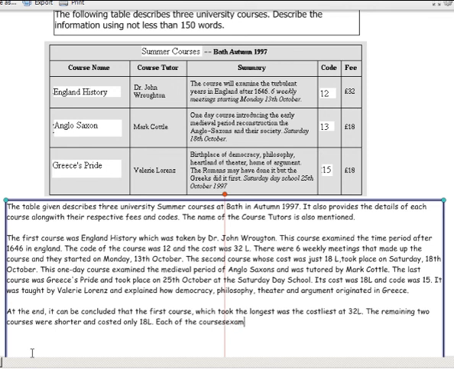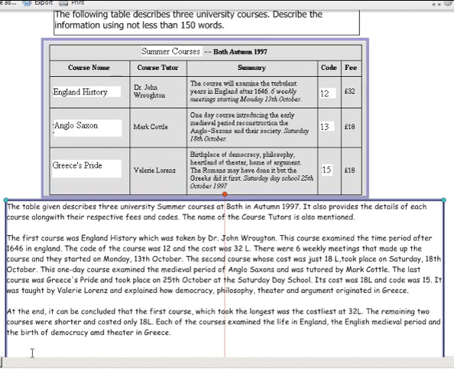were examined the life in England, the English medieval period, and the birth of democracy and theater in Greece, right? So this is our conclusion. Let's go ahead and do a quick revision of this now.